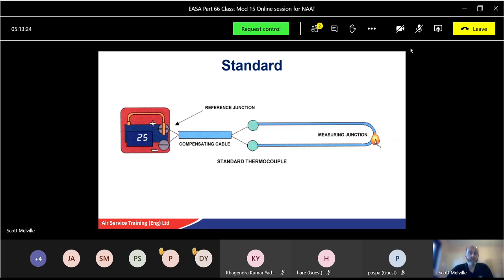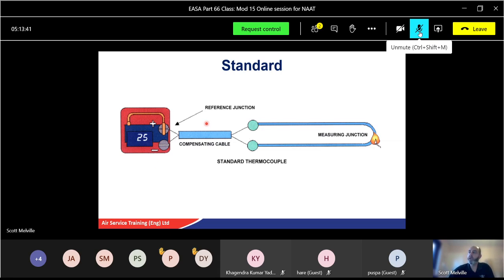Your fridge has got a thermocouple. Your cooker has got a thermocouple. If you've got a toaster, it's got a thermocouple. And in your car, you've got a temperature gauge. That's a thermocouple. Motorbikes have the same sort of thing. So quite a lot of different ideas.